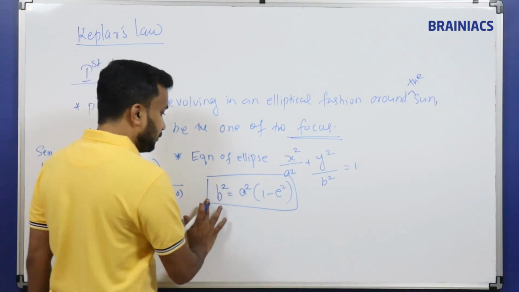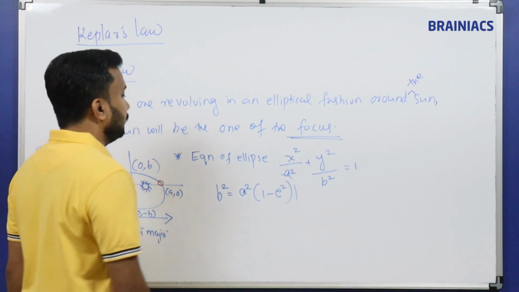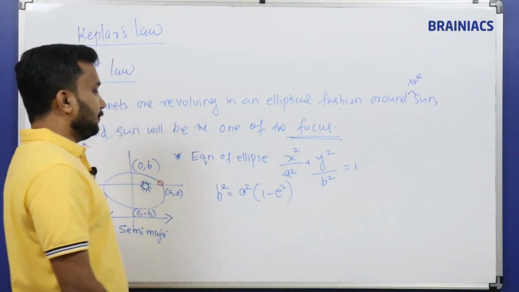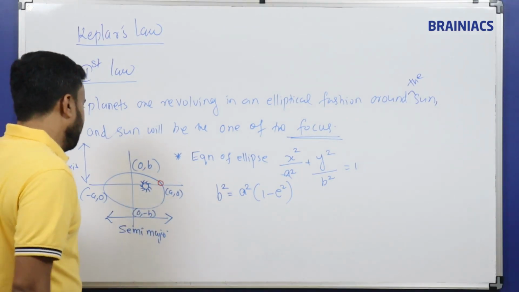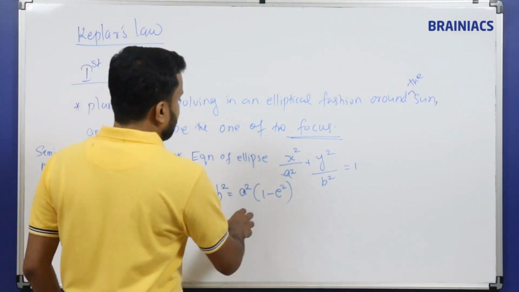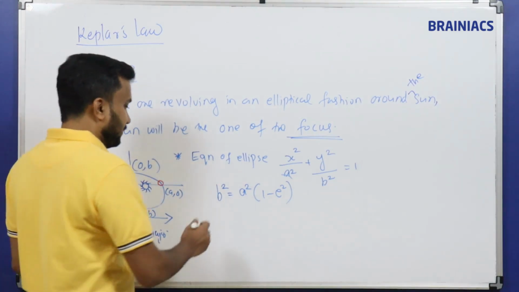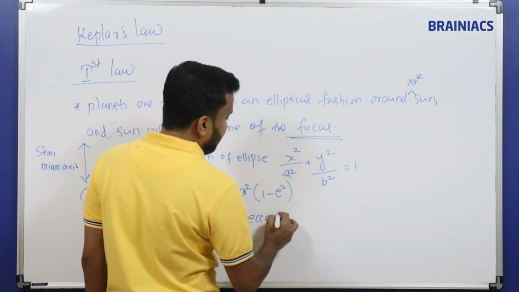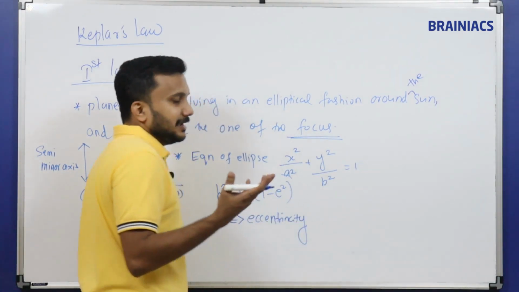You don't have to learn this one by heart, but you have to know it. From your school level of study, from your 9th, 10th studies, you must know. So b square is a square into 1 minus e square. What is e? Some of you know, e is called eccentricity. But I want you to know what is meant by eccentricity.